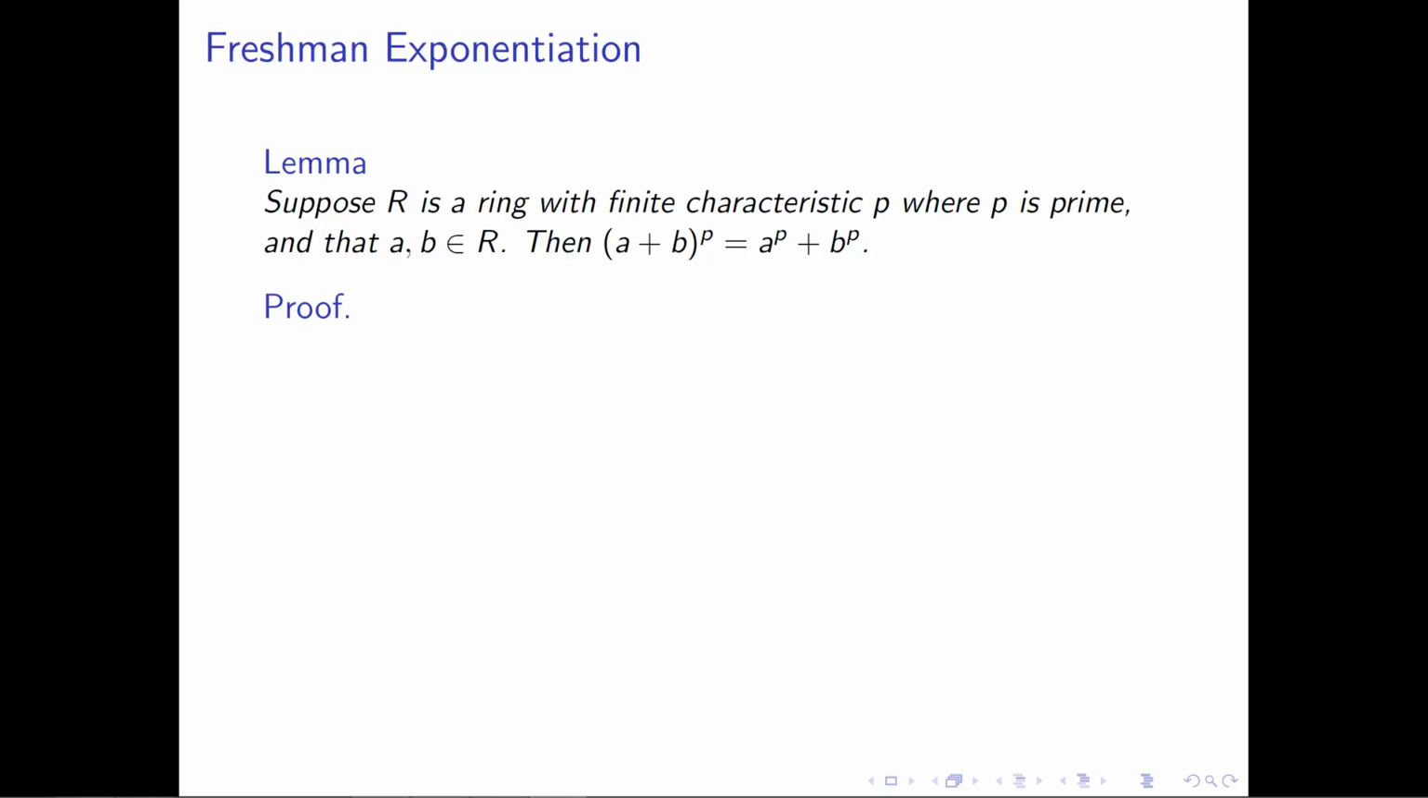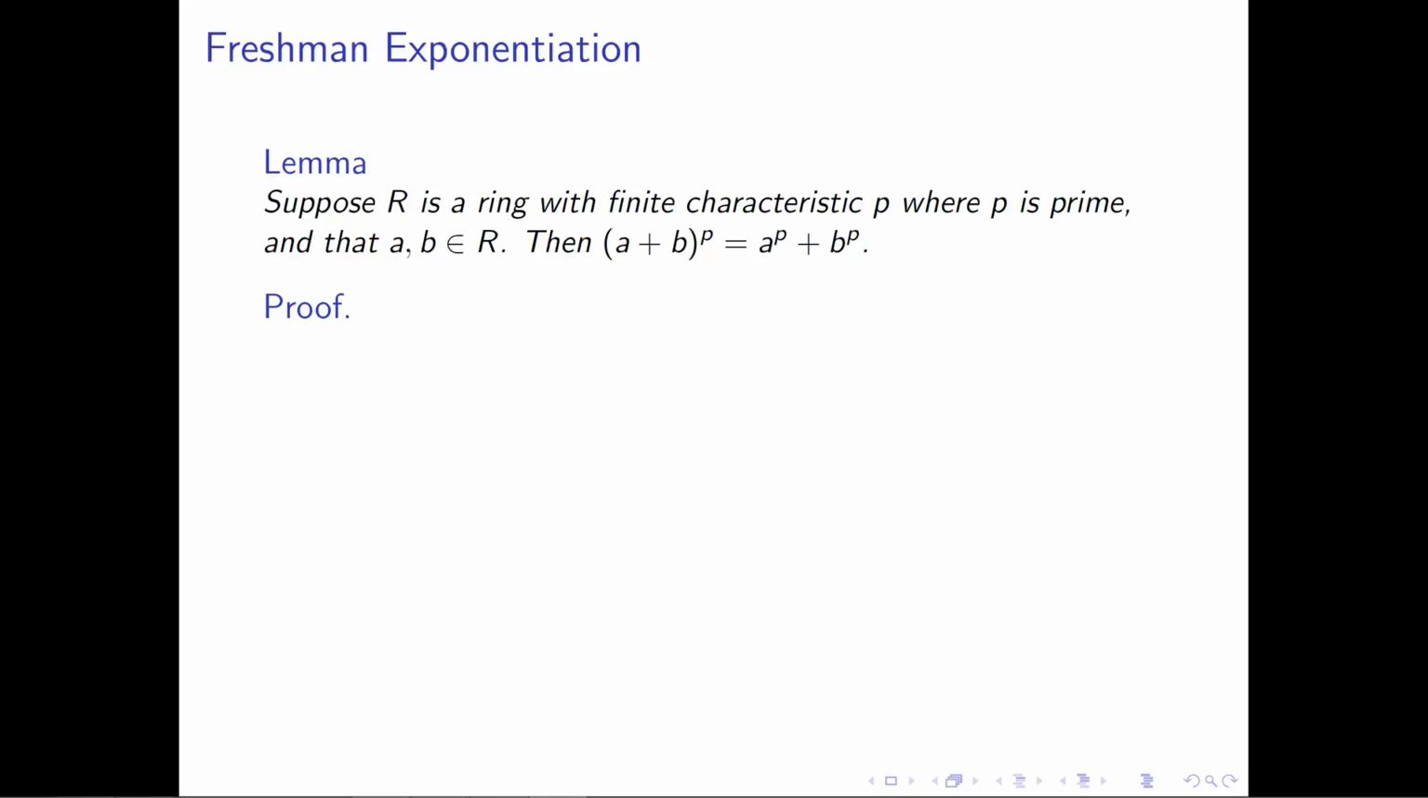Now, something that's kind of interesting and fun that you can do with this definition of the characteristic of a ring, or maybe just as an example to show how things work differently in the world of finite characteristic. We're used to the integers, which are characteristic 0. What if we switch to a ring that has finite characteristic? The lemma that we're going to prove today is that suppose R is a ring with finite characteristic p, where p happens to be a prime number, and suppose that a and b are any 2 elements of the ring R. Then when you take the quantity a plus b and raise it to the pth power, you get a to the p plus b to the p.